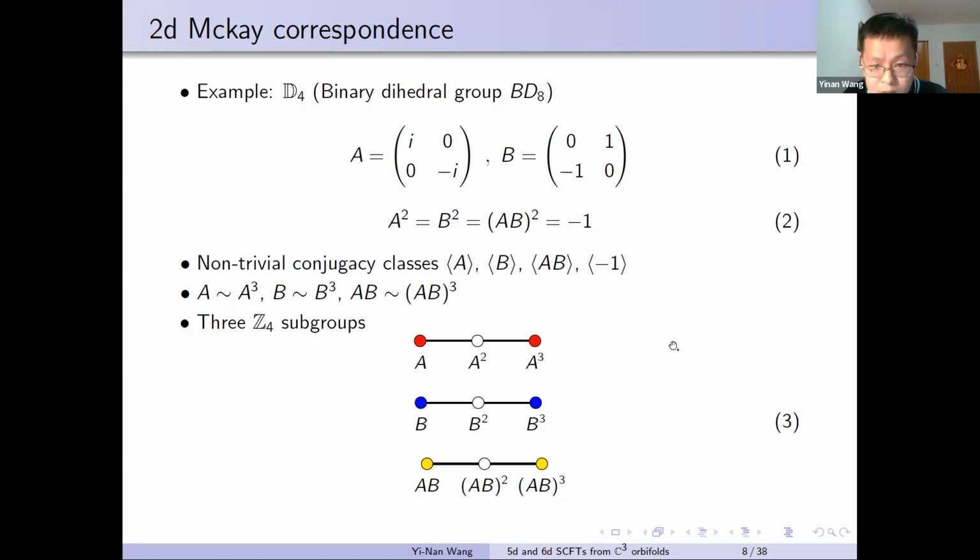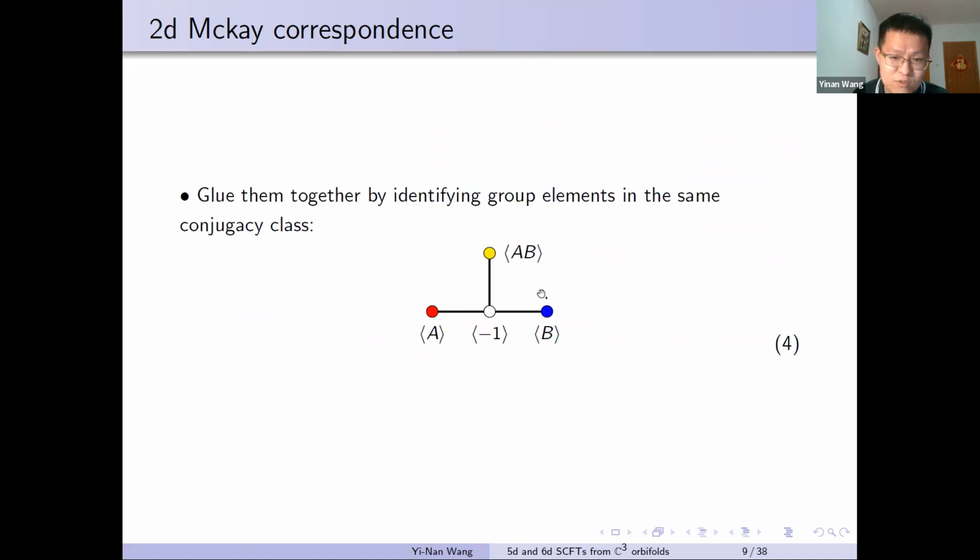Now we can glue these 3 pictures together by identifying the nodes with the same color. As a consequence, you get exactly the D4 Dynkin diagram as we know. So this was the conjugacy class version of the 2D McKay correspondence.